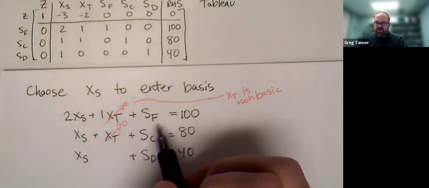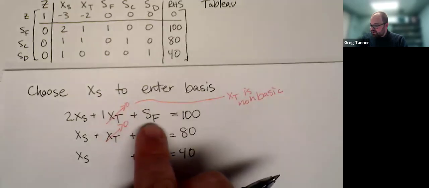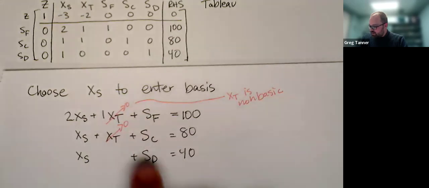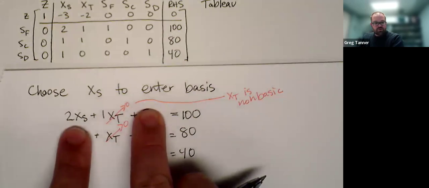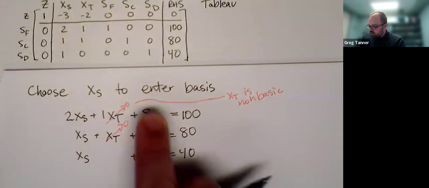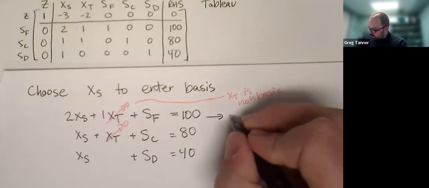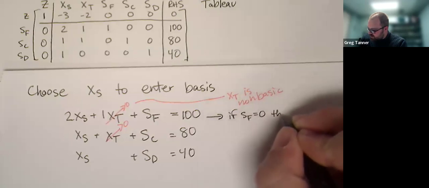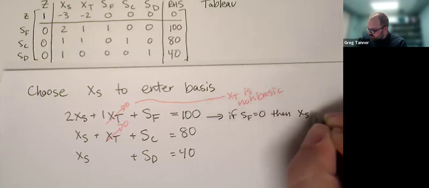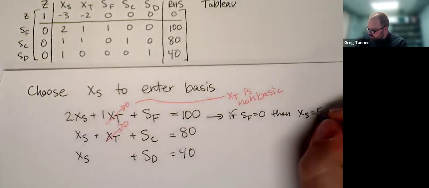Okay, and so if I want to find out when does sf go to 0, well, let's just actually set sf to 0. And if sf goes to 0, then I'll essentially hide that, and then I'd be left with 2xs equals 100. So if sf equals 0, then xs has to be equal to 50.